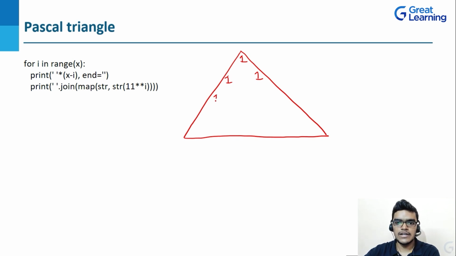And if you want to calculate the number, then you will add these two. 1 plus 1 will be 2. Similarly, the outside edges will be 1. And for calculating the number, we will add 1 plus 2, 3. And then 2 plus 1 will be 3.